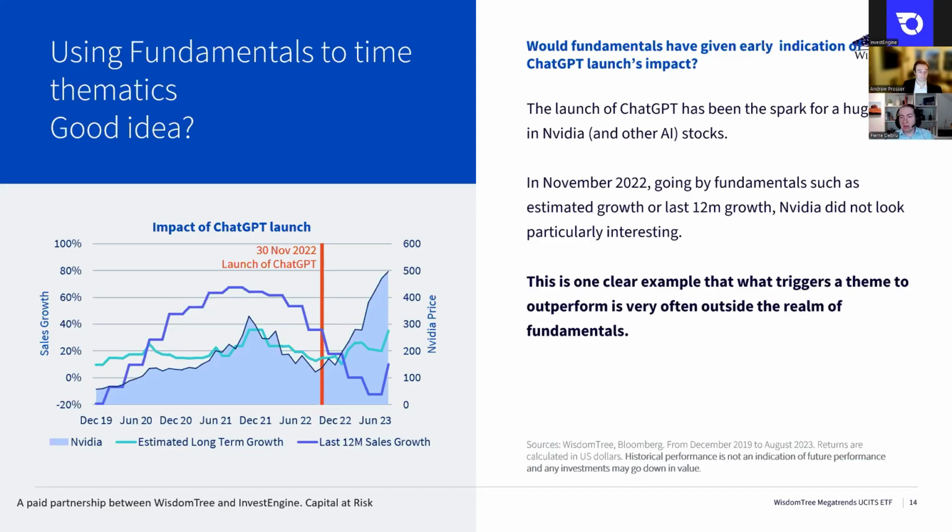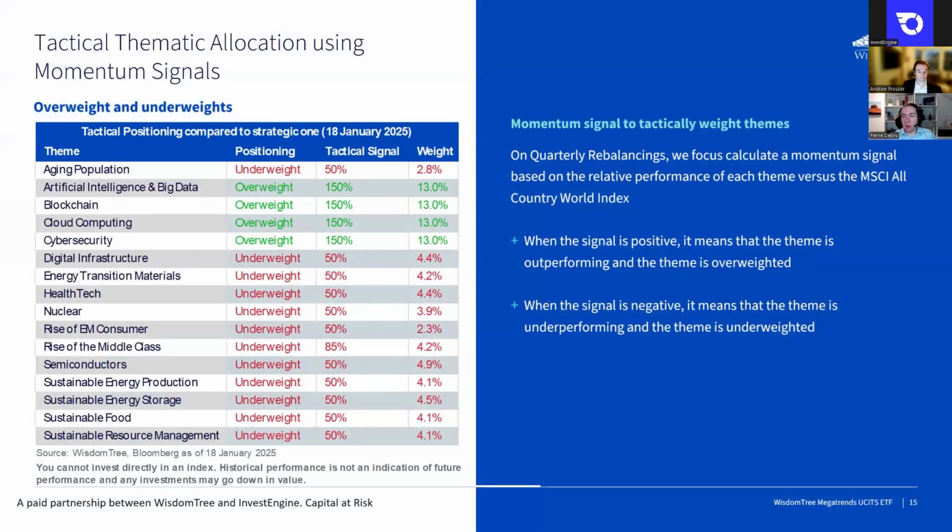you'll see that at the last quarterly rebalance, which was mid-January, we ended up being overweight AI, blockchain, cloud, cybersecurity, which are very much benefiting from Trump's election in the US and the expectation of deregulation and tax cuts that are very favorable for smaller cap and in particular software companies. So that's driving this sentiment shift that is leading us to overweight those 4 themes.